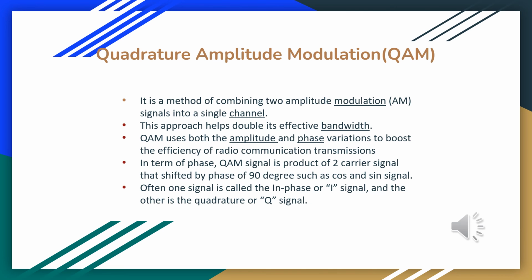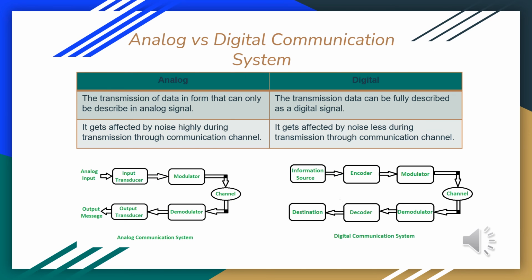Last but not least, let's talk about the comparison between analog and digital communication systems. As you can see here, the transmission of analog data can only be described as an analog signal. While for the digital communication system, the transmission data can be fully described as a digital signal. Analog communication is more easily affected by noise during transmission through the communication channel. But digital is affected by noise less during transmission through the communication channel. The diagram below shows what analog and digital communication systems consist of.